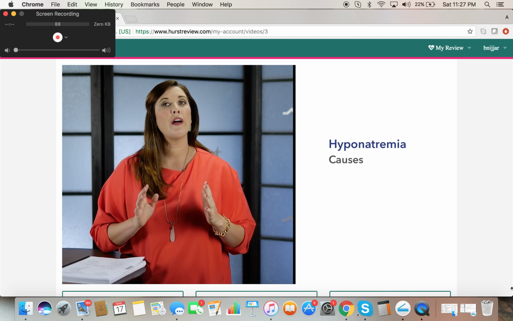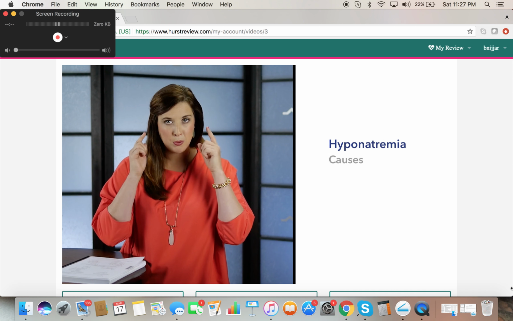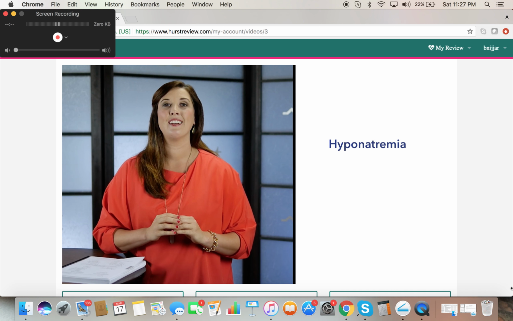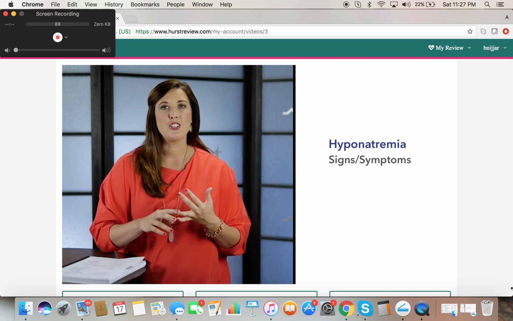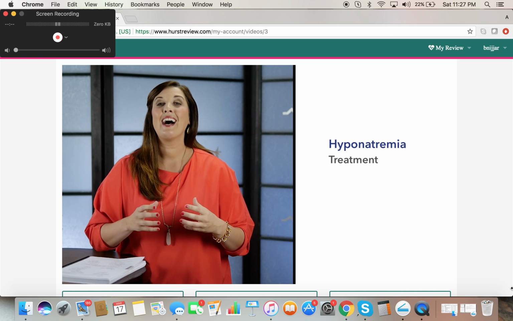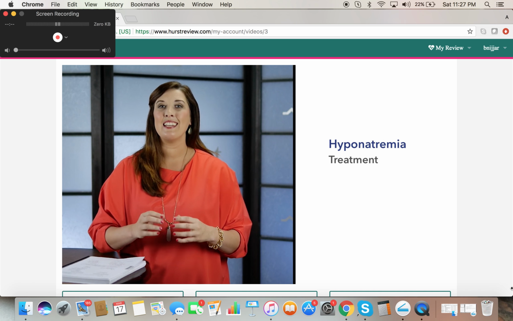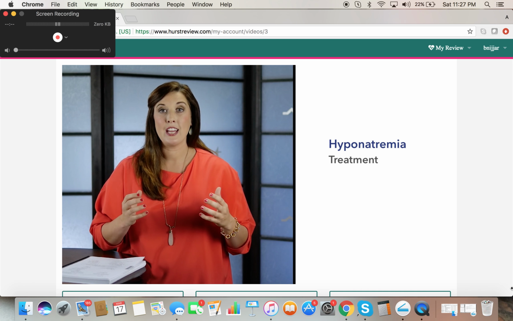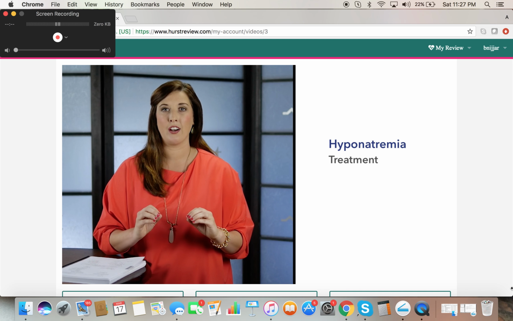Now tell me, what organ doesn't like it when the sodium levels are messed up? The brain. Yes, the brain. So signs and symptoms: you may see headache, seizure, coma. Now for treatment. The client needs what? Sodium. That's right. The client needs sodium. What do they not need? Water. They do not need any more water.